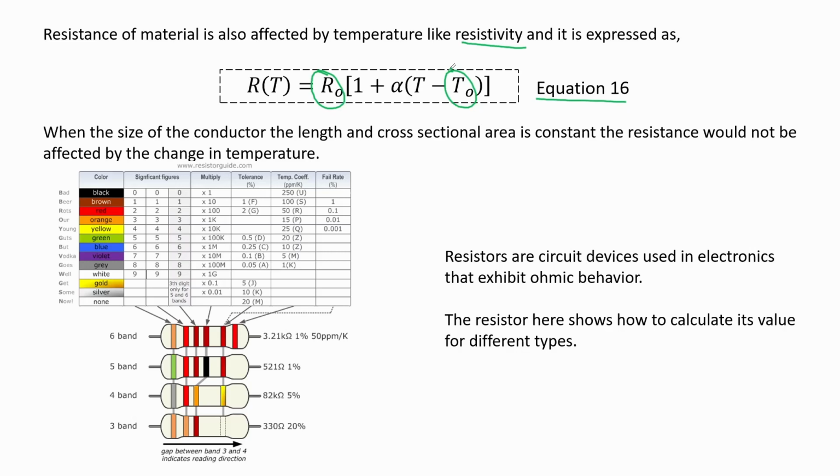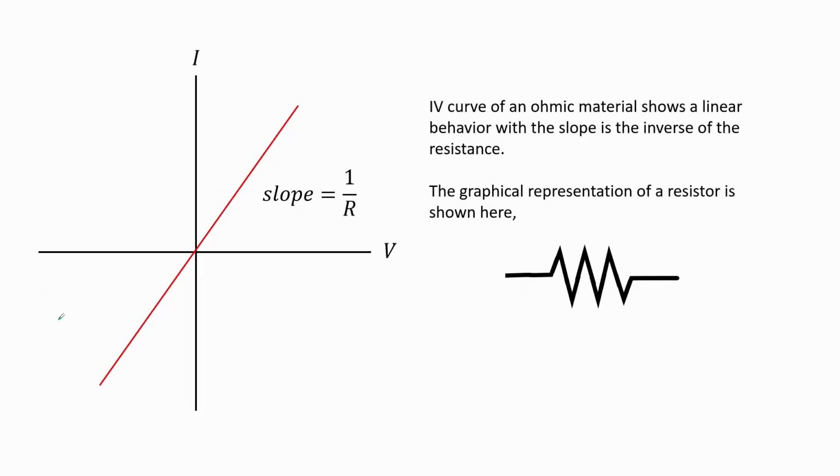Resistors are circuit devices used in electronics that exhibit ohmic behavior. The figure here shows how to calculate its value. The color on the resistor indicates a certain value of its numerical digits, multiplier, and tolerance. This figure shows the force curve of an ohmic material, which exhibits a linear behavior with the slope being the inverse of the resistance. The graphical representation of a resistor is shown as a zigzag line.